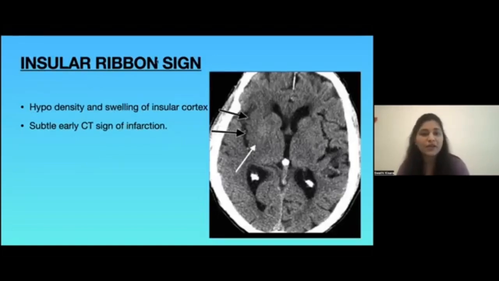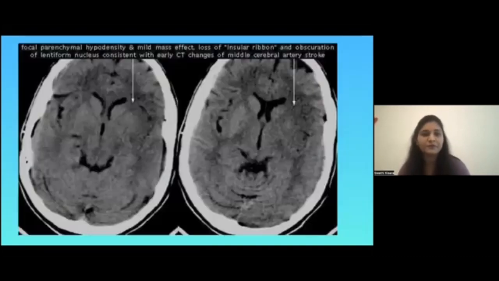So what is the insular ribbon sign? The insular ribbon sign is the hypodensity and swelling of the insular cortex. The insular cortex is the cortex that is adjacent to the sylvian fissure. The normal insular cortex is hyperdense, but in stroke, the density decreases and it appears hypodense. So it is a subtle early CT sign of infarction.